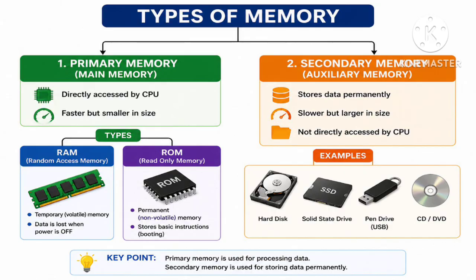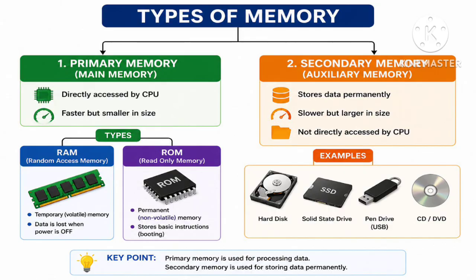Types of primary memory, 2 types. RAM, random access memory. It is temporary volatile memory. Here data is lost when power is off. ROM, read only memory. It is permanent non-volatile memory. It stores basic instructions.